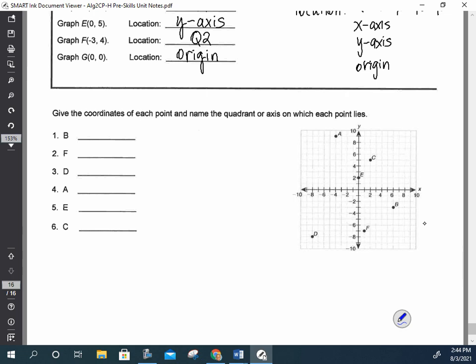So let's start with point B. Point B is right there. We're literally identifying how to get there. Point B, on the x-axis, is at 6. On the y-axis, it's at -3. So it's 6 on the x, -3 on the y. So that's (6, -3). You're literally telling what the coordinates are. What's the name of the point? What's the location of the point? The location in this case is quadrant 4, and the coordinates are (6, -3).